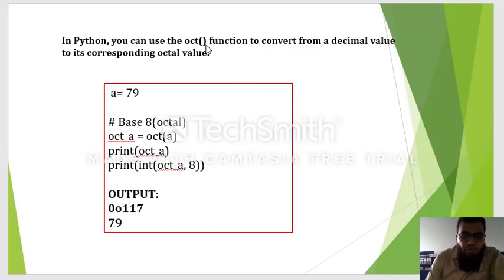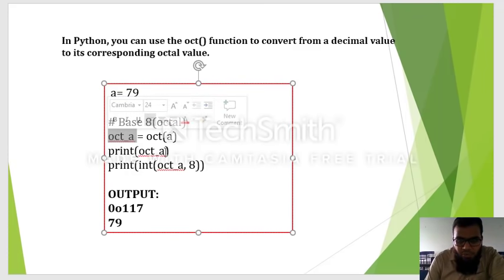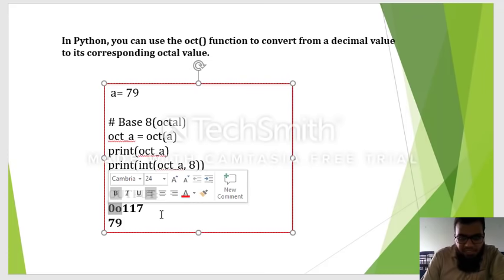Oct is a function. So you can see here, I am taking a value a is equal to 79. Then I am converting oct of a. Okay, so converting 79 into an octal number. Now I am storing the result in oct_a. When I try to print oct_a, I will get the answer as 117. Okay, forget about these first two places. I told you in the previous case, these first two places represent the type of number it is. Whether it is binary, it represents 0b. Whether it is octal, it represents 0o.